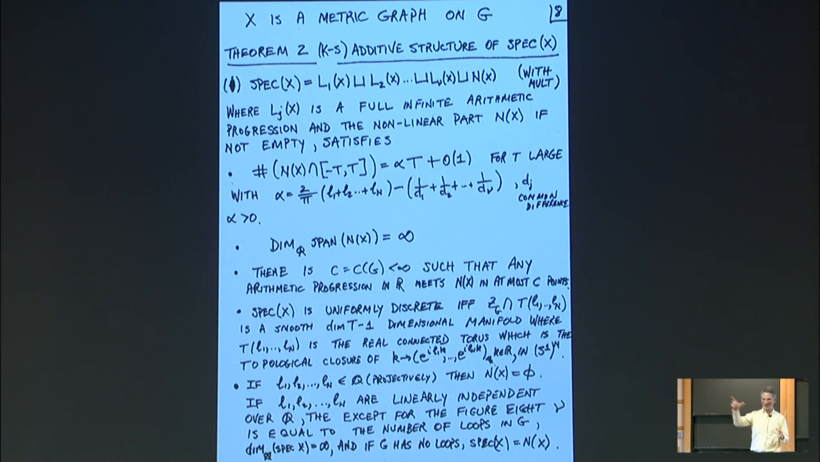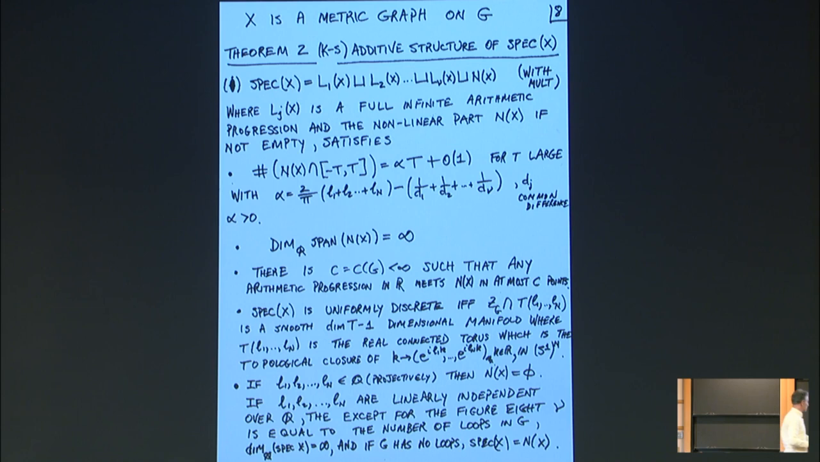So if all the lengths are equal, it turns out the spectrum is the spectrum of the Laplacian on the graph, as you normally define it, and put into an arithmetic progression, because there are infinitely many. So just periodized by some period that you can compute. But when they are all linearly independent, then this is what the subject's about. How do these lengths change the nature of the spectrum?